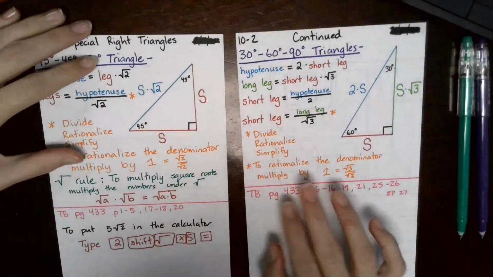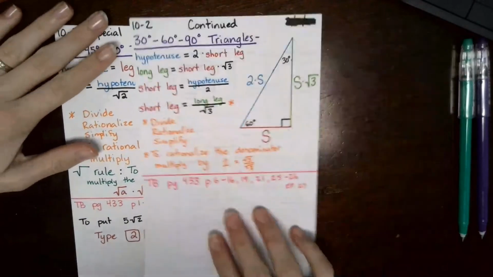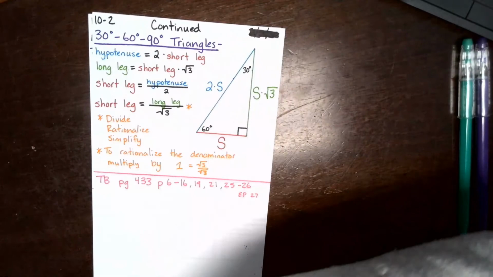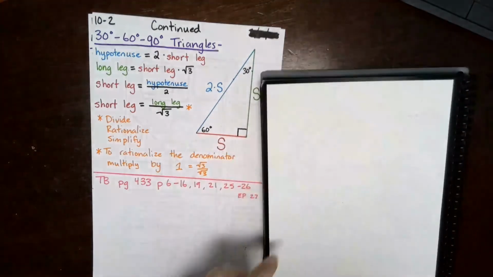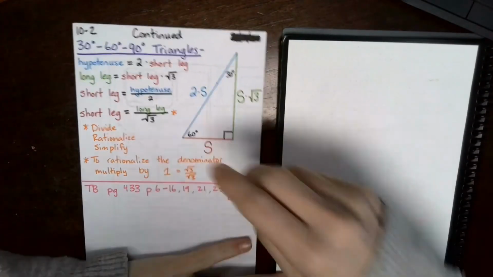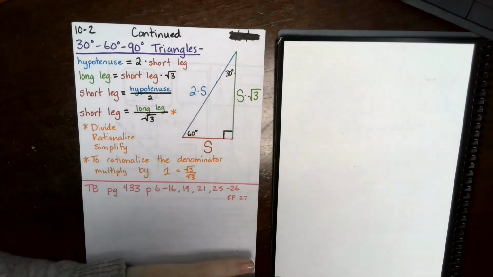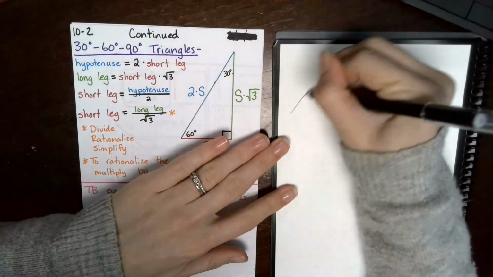So that's important to understand for 45, 45, 90s. Now let's talk about 30, 60, 90s. Very important as well. So for 30, 60, 90s, we have a long leg, a short leg, and a hypotenuse. Now here's the thing, once again, if we see the number 30 or the number 60 in our angles, automatically we know it's going to be a 30, 60, 90 triangle.